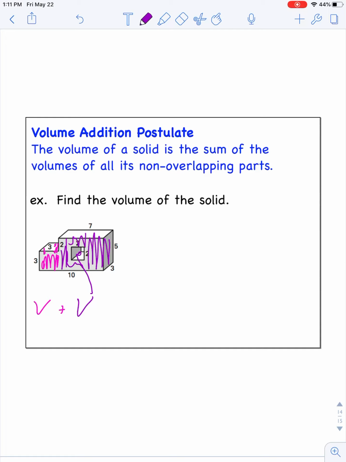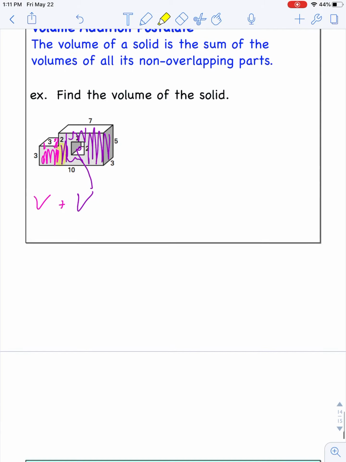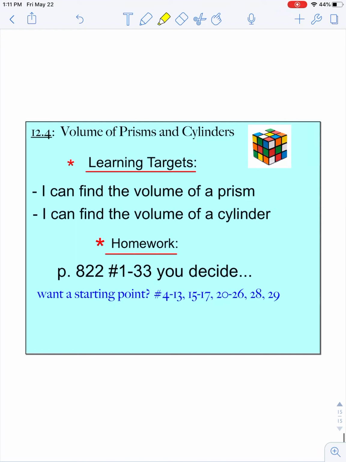It kind of makes sense, I think, that the volume of a solid is the sum of the volumes of all of its non-overlapping parts. When we did surface area of multiple shapes put together, we sometimes had to subtract out some of the surfaces that were sort of common and joined together, like in this case here, but we don't need to worry about that with volume. So give yourself a chance to work through some problems here.